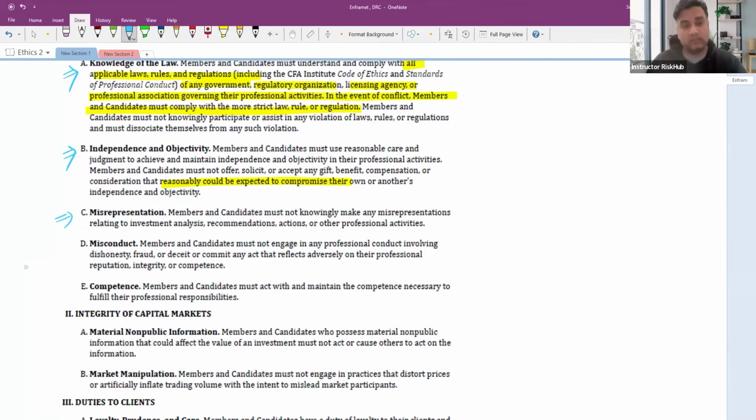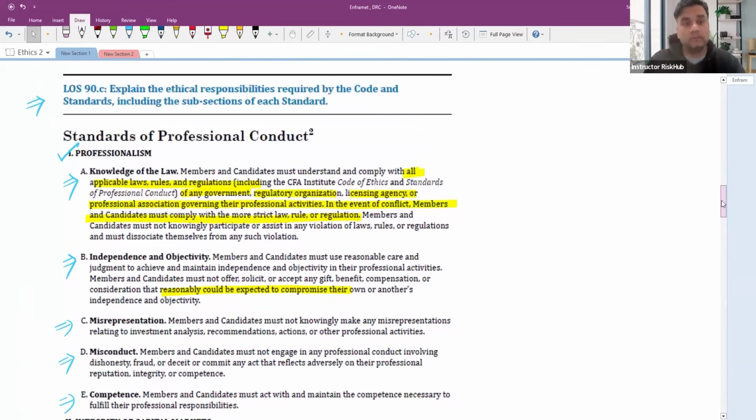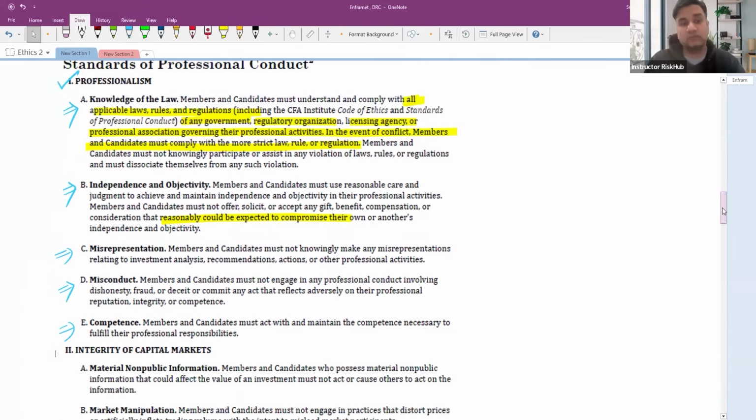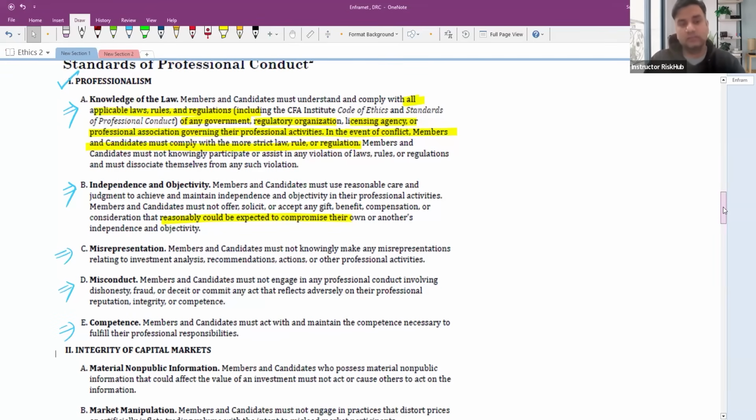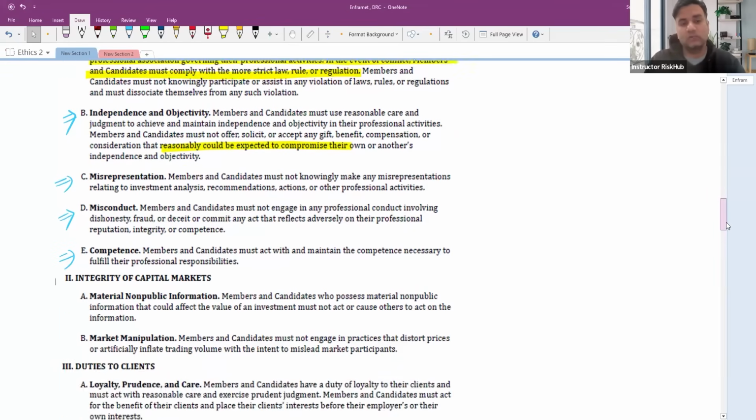Okay. Then there is misconduct. Misconduct means any dishonesty, any fraud, any deceit, even outside work, if it reflects badly on you, you're not allowed, right? These are rules. And then there is competence. Competence means only work in areas where you're qualified or get help, get training, act with competence, etc. So this is your first one, professionalism. Professionalism has five parts: knowledge of law, independence of judgment, misrepresentation, misconduct, and competence.